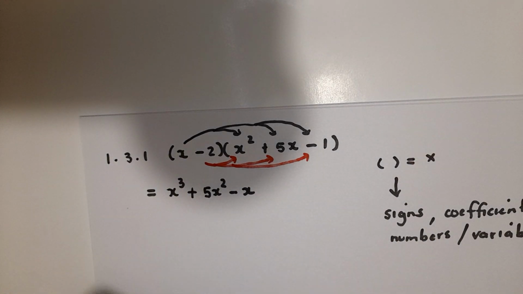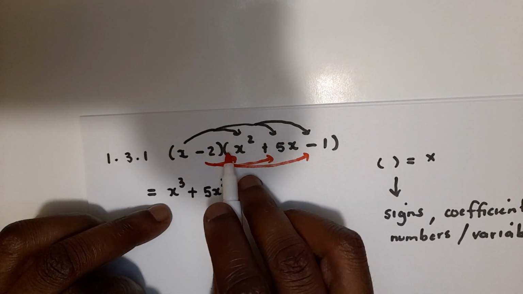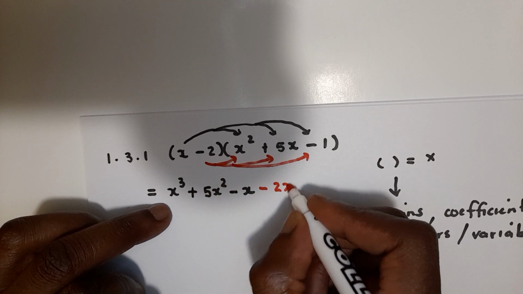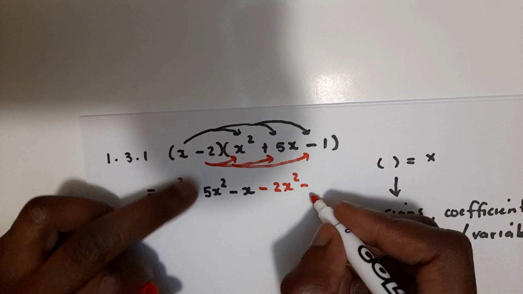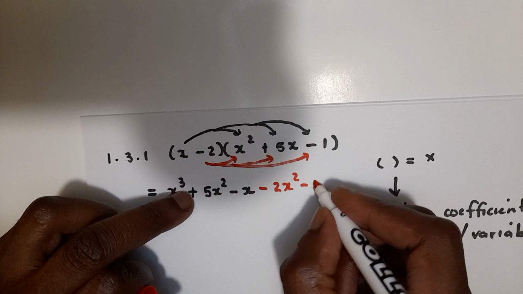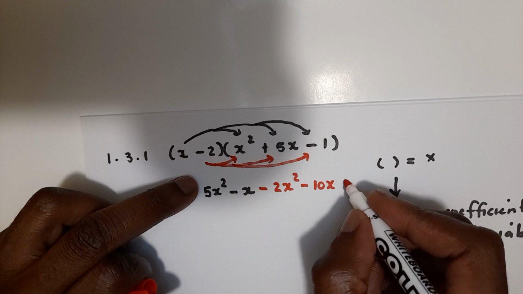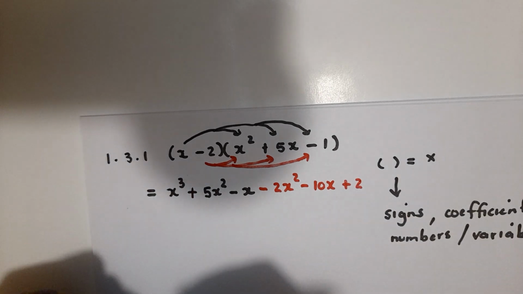Then I do the same now. I'm going to use a red pen which shows the red arrows. Negative times positive gives me a negative. 2 times x squared, I get a 2x squared. Then negative with this positive, I still get a negative. 2 times 5x, I get a 10x. Then lastly, negative times a negative, I get a positive. Then 2 times 1, I get a 2.